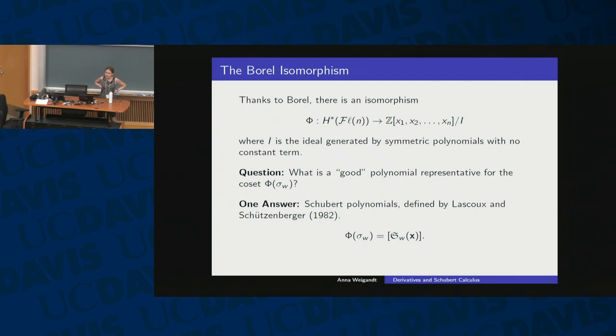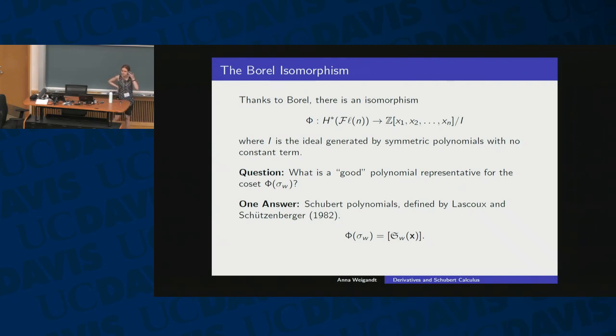Okay, if you'd rather not do computations in terms of cup products of cohomology classes, thanks to Borel there's a different way that we can think about this cohomology ring. There's an isomorphism that takes this ring and maps it to a quotient of a polynomial ring, where we quotient out by the ideal generated by symmetric polynomials with no constant term. One can ask, what's a good polynomial representative for the coset that is the image of the Schubert class? These Schubert classes were our special basis elements, so of course we want to understand their images under this isomorphism.